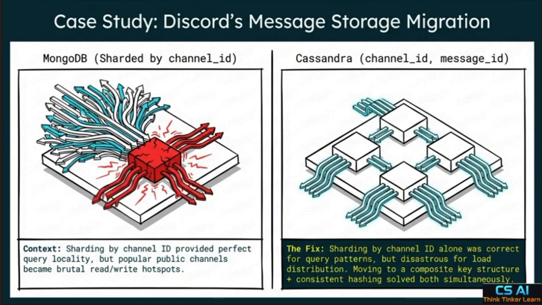Let's look at a real world case study. Discord message storage. They originally sharded by channel ID in MongoDB. It provided perfect locality, but popular public channels became brutal hotspots. The fix was moving to Cassandra with a composite key of channel ID and message ID, combined with consistent hashing. This solved both the locality and the load distribution problem simultaneously.